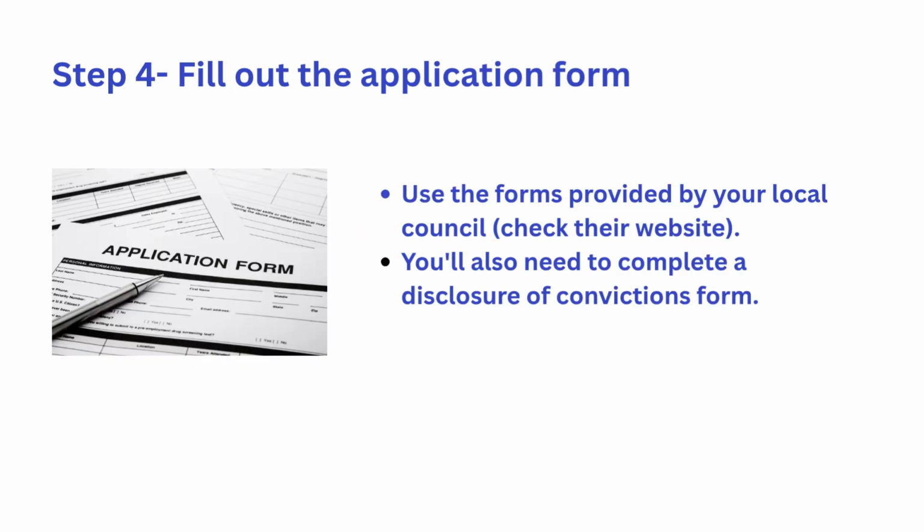Step 4. Fill out the application form. Use the forms provided by your local council, check their website. You'll also need to complete a Disclosure of Convictions form.